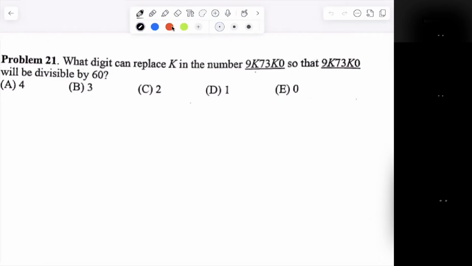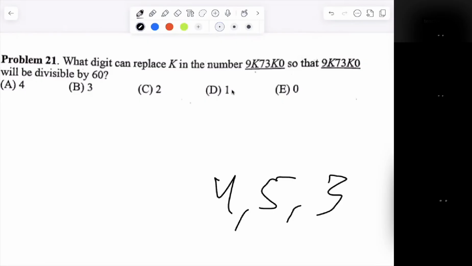All right guys, let's get started with this question. So basically, how do we approach this? Notice that there's two k's in this. And we must notice that 60 is divisible by 3. Specifically, 60 is divisible by 4, 5, and 3.